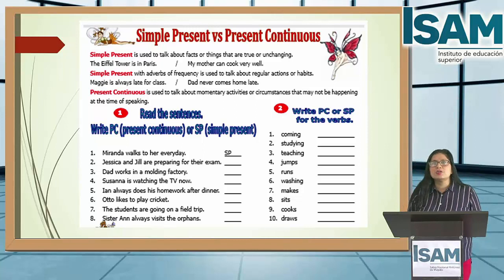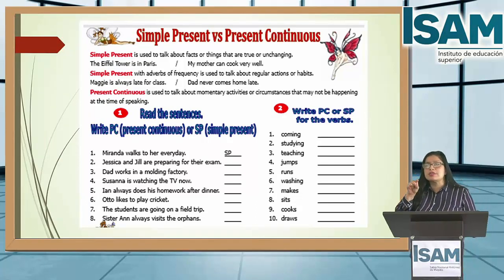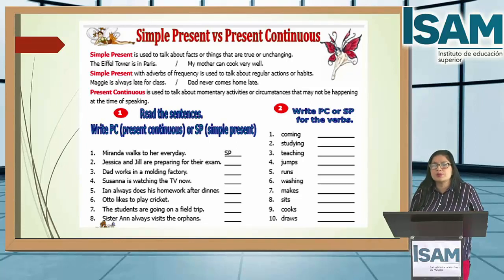And present continuous is used to talk about momentary activities or circumstances that may not be happening at the time of speaking. It depends. But you know that present continuous all the time is an activity happening at a moment. And when you refer here to circumstances that may not be happening at the time of speaking, sometimes, student, you are talking maybe about the future, something going to happen maybe next time, next week, it depends, okay?